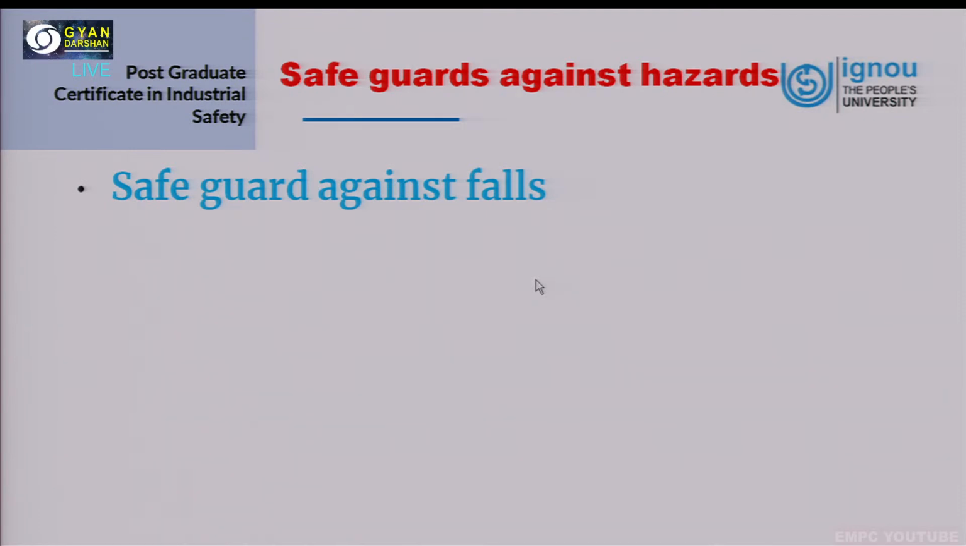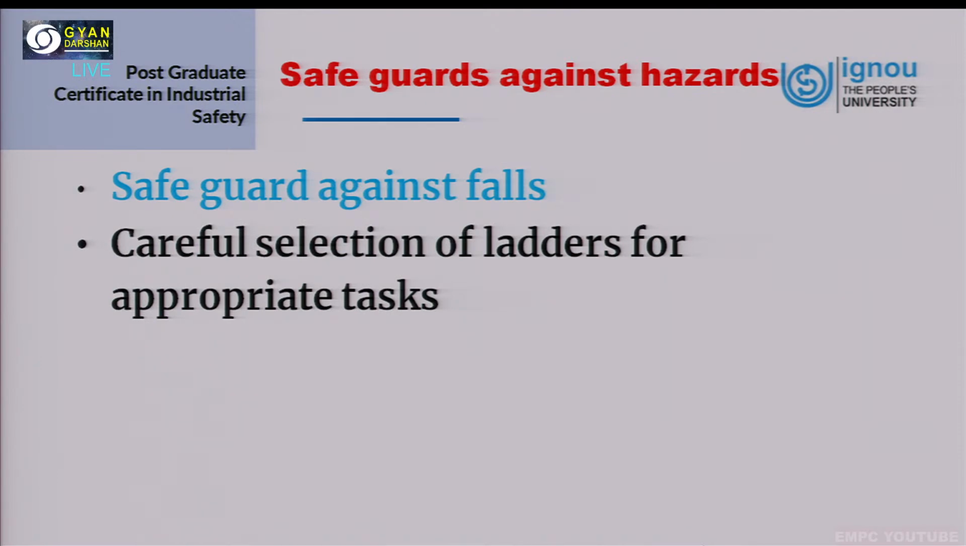First, we look at the safeguards against falls. First of all, we need to have a careful selection of ladders for appropriate tasks. Sometimes we might need ladders which require us to stand for a longer time for doing a work. For example, if there is a painting job, it might not be sufficient to use a ladder which is unstable or a ladder which requires support. We might want self-sufficient, self-standing ladders for such purposes.